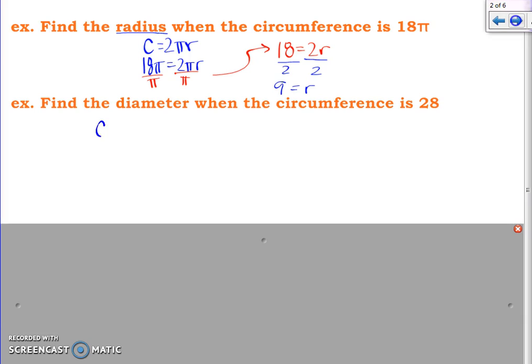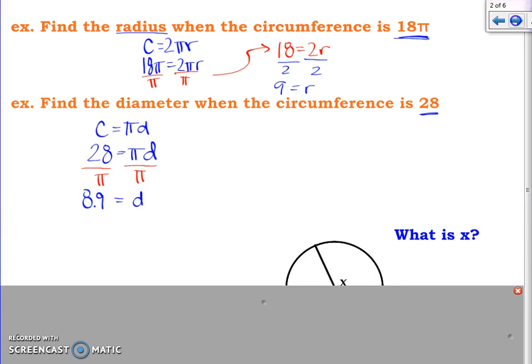Find the diameter. So now we use C equals pi d when the circumference is 28. Sometimes it's going to be a number with pi on it, and sometimes it isn't. So make sure you use whatever they give you. So we've got 28 equals pi d. How do we solve for d? Divide by pi. So this one's going to be a decimal. Somebody help me out. Questions?